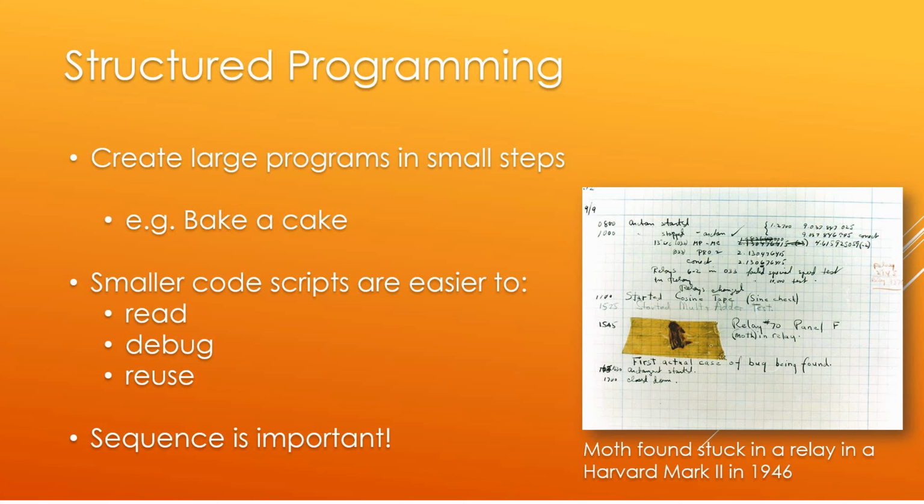Now all these different steps are basically procedures which need to be followed in a particular sequence in order to achieve your end goal, in this case being the baking of a cake. We do a very similar thing when it comes to programming. We try to make smaller code scripts because they are easier to read, because they don't have that many lines in them. They're easier to debug. Debugging is the activity of removing errors from your scripts, and they are easier to reuse.